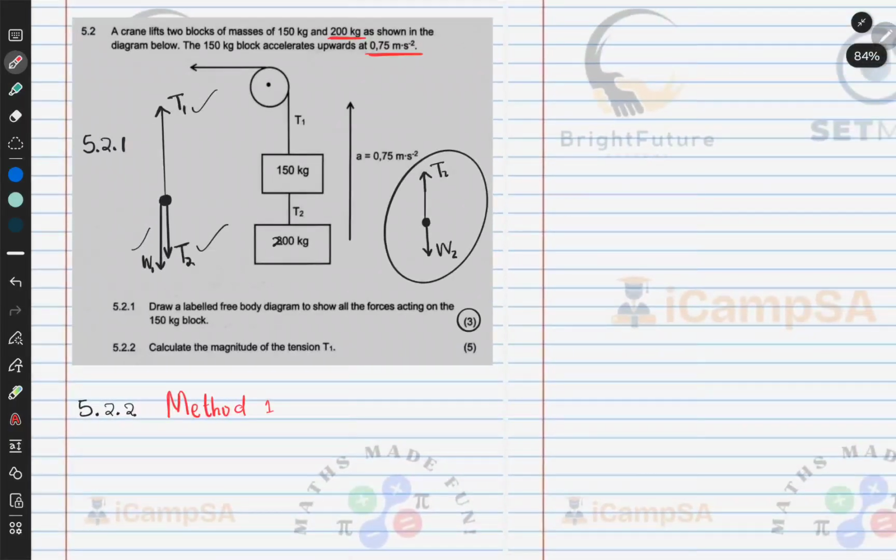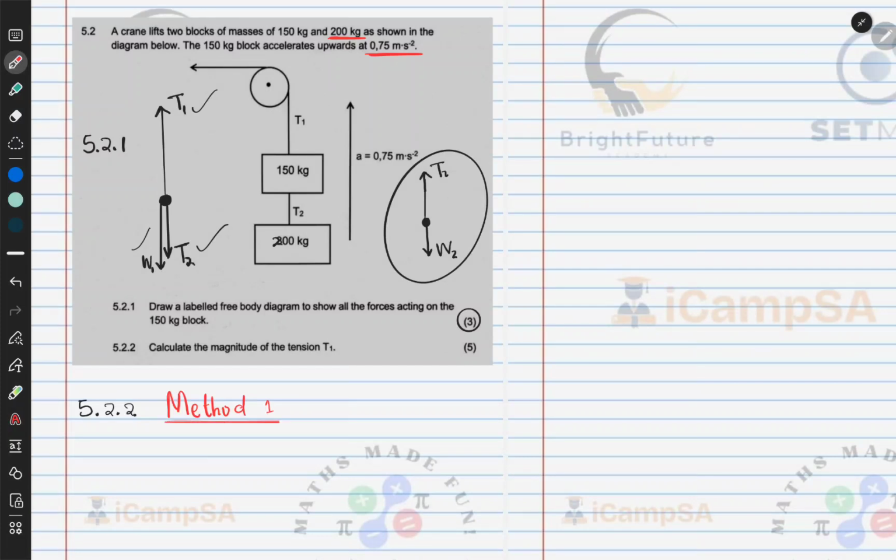Right, so in method one, what you aim to do is you break down this thing. You start with block one, you take your Fnet is equals to MA, you go to block two, you take your Fnet is equals to MA. What you will notice there is you'll get two equations, and then at the end you try to equate or make subject of the formula the parameter that you're trying to solve for. In this case, you're trying to solve for T1. So let's go through it.